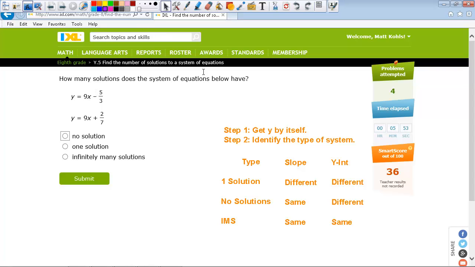Go ahead and pause the video and write out this chart so that you have a way to remember how to actually identify what kind of system you have, and then you'll have the rest of the time to work on IXL. Good luck!